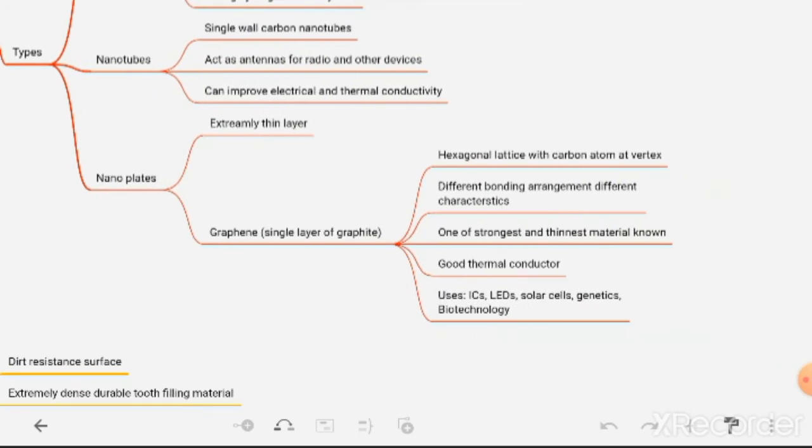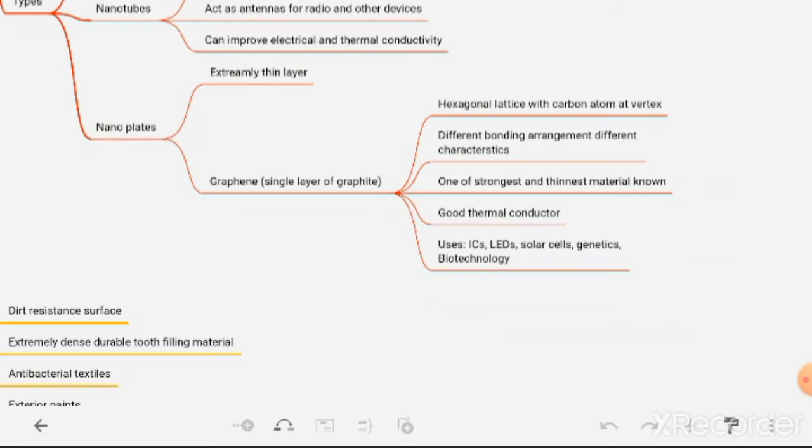Among the arrangement characteristics, it is one of the strongest and thinnest materials. Graphene is one of the thinnest and strongest materials available.